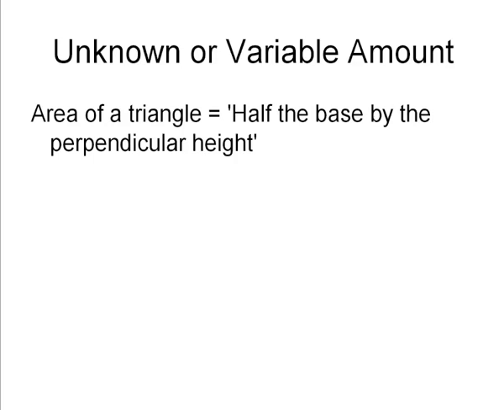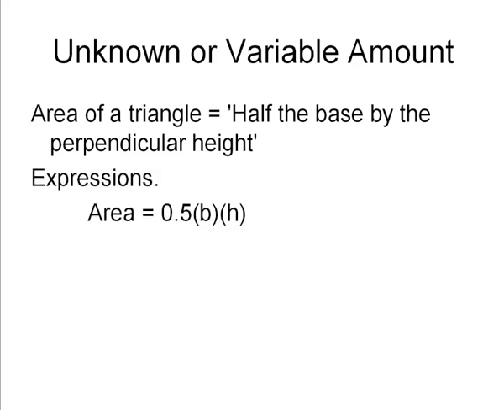So we use expressions whenever we're looking at an unknown or a variable amount. And we've come across expressions quite often before. Let's say we have the variable or changing length of a base and the changing perpendicular height of a triangle. We can have a formula saying the area of a triangle is half the base by the perpendicular height. And our expression for that is 0.5 BH, which means 0.5 times by the length of the base times by the perpendicular height. So it's just a little short way of writing formulas generally. So that's what an expression is.